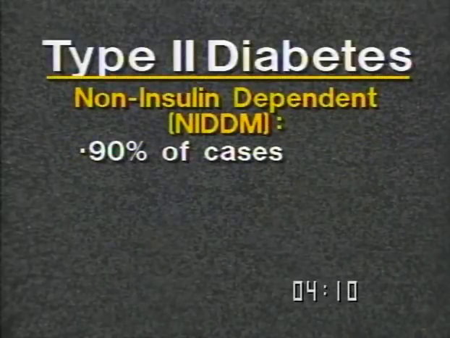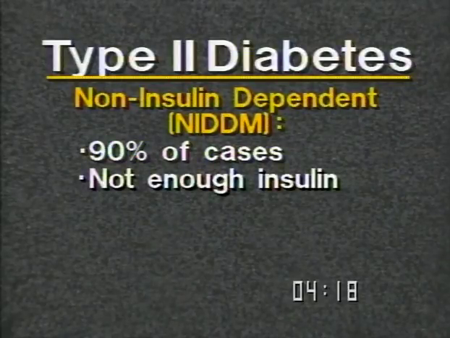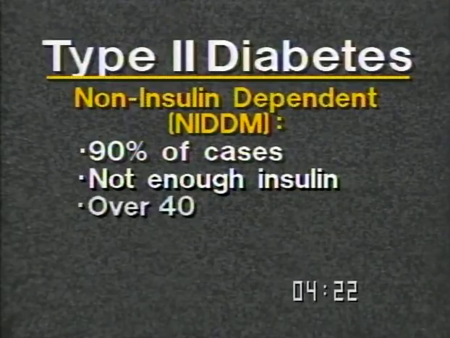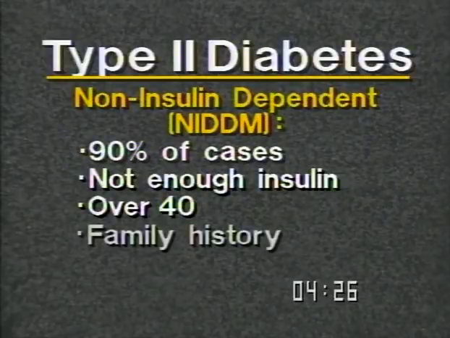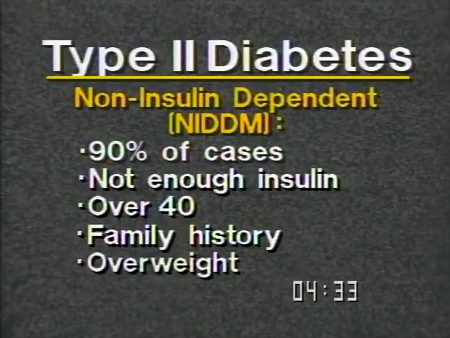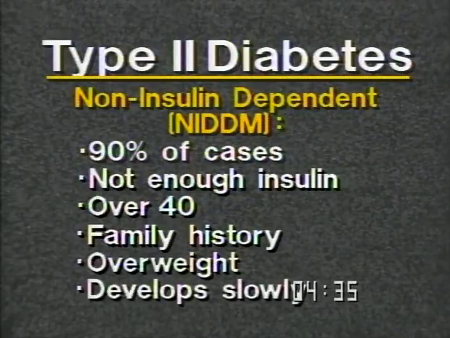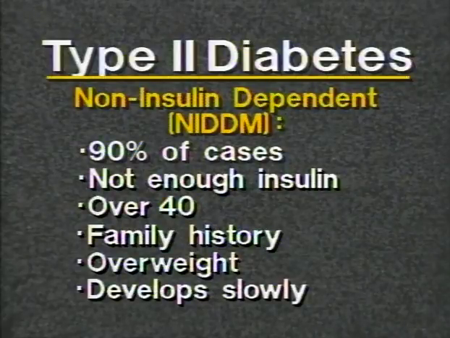90% of diabetics are type 2. This is called non-insulin dependent diabetes or NIDDM. These diabetics don't produce enough insulin or their bodies can't use it properly. Type 2 diabetes is most likely to occur in people over 40 years of age who have a family history of diabetes, had diabetes during pregnancy, have poor eating habits, or are seriously overweight. Symptoms usually develop over a long period of time.